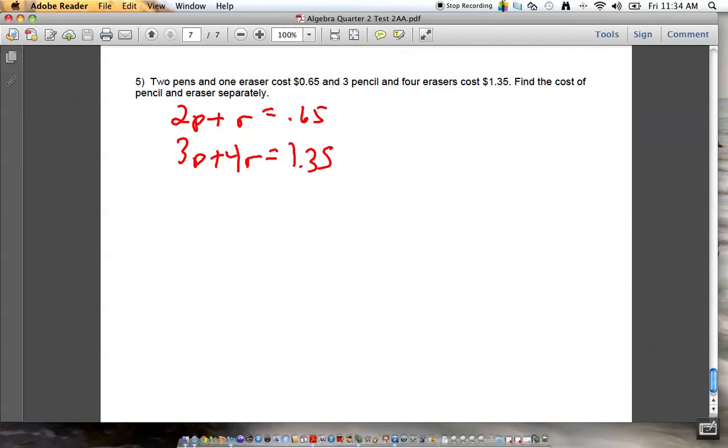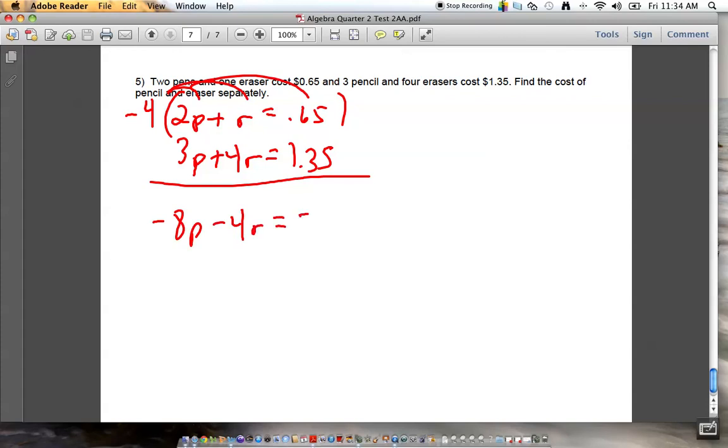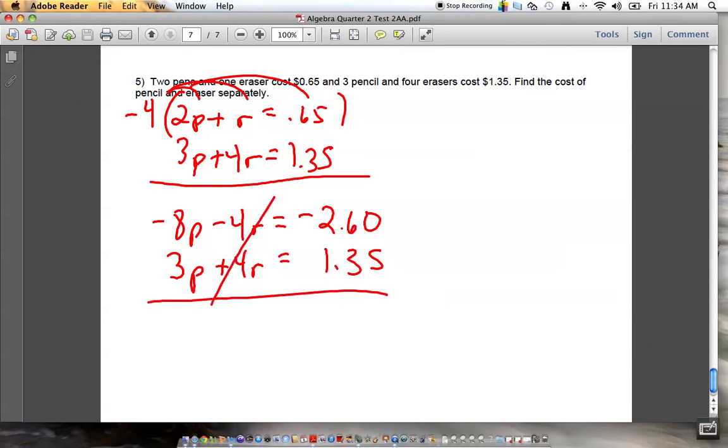Now, what I'm going to do is pair up either of the variables, and you can always do either one, but to me it just makes a whole lot of sense to multiply the top equation by -4, and then my r's will be paired up. So I distribute -4 to everything, I get -8p minus 4r equals negative 260. 3p plus 4r equals $1.35. I'm not changing that one at all. These cancel each other out. Negative 5p equals negative 1.25. Dividing by negative 5. So happy it's not an inequality. No signs to switch. P is equal to 0.25.